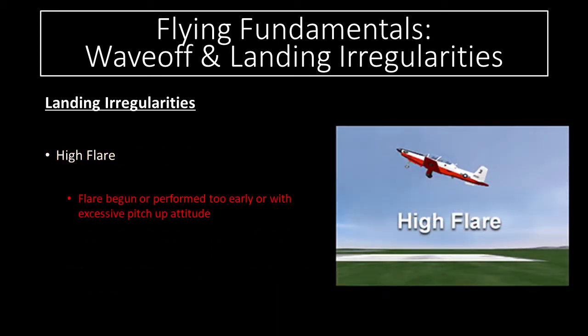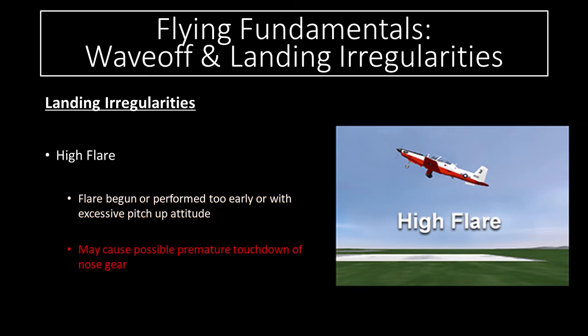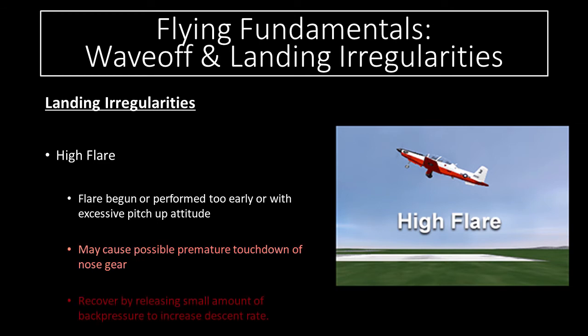High flare. A high flare is caused by performing a flare too early or with an excessive pitch attitude. The pilot overcorrecting with an abrupt pitch down attitude may result in a premature touchdown of the nose gear. Recover by releasing a small amount of backstick pressure to increase aircraft descent rate. Once excessive altitude is lost, reestablish the normal flare attitude.